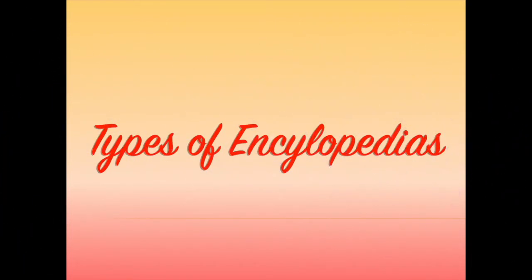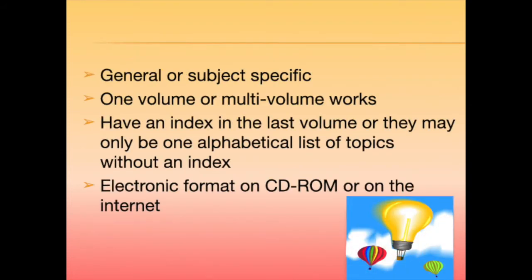Types of encyclopedias. There are many different types of encyclopedias, which may be general or subject-specific, be one volume or multi-volume works, have an index in the last volume, or there may only be one alphabetical list of topics without an index, be numbered on the spine with numbers or letters, be in electronic format on CD-ROM or on the internet, and those on the internet may be free or may require a subscription.